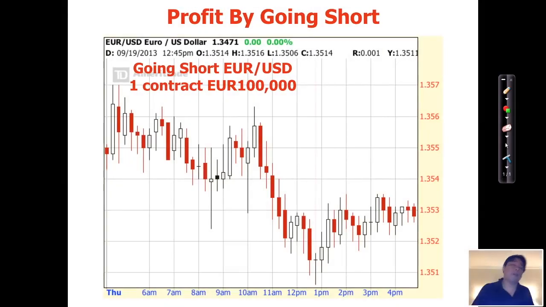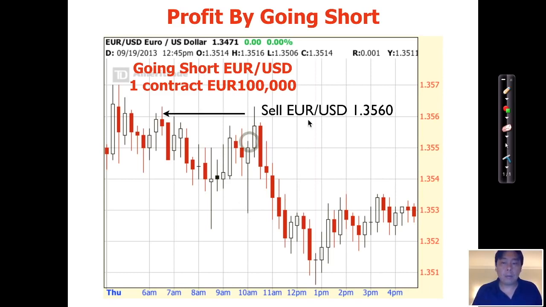So let's look at the opposite scenario, which is going short. In this case, we believe the Euro USD is going down. The Euro is depreciating against the dollar. So we want to go short, and we short Euro USD at 3560. We short one standard contract, one lot, which is 100,000 euros. Say we are right, it goes down, and we then buy it back at 3520. So how many pips do we earn?